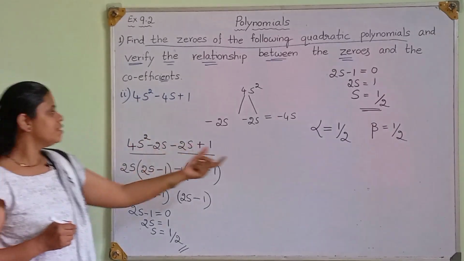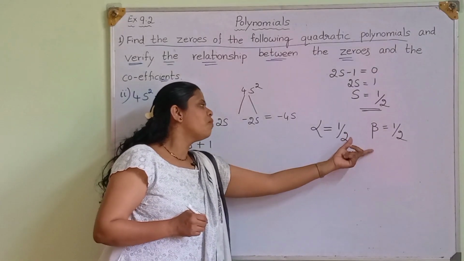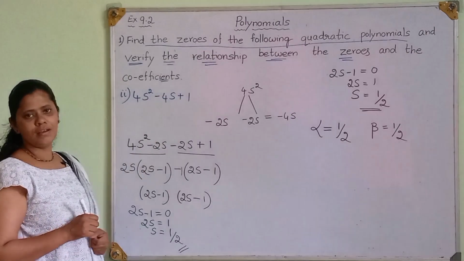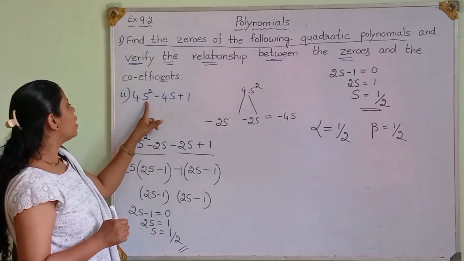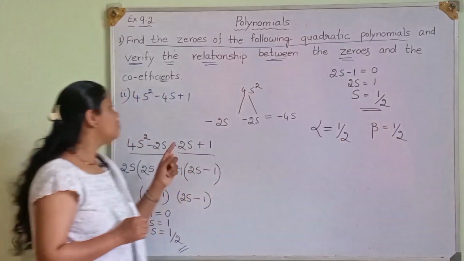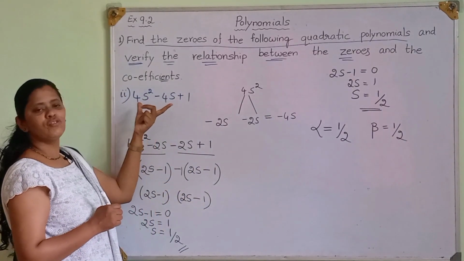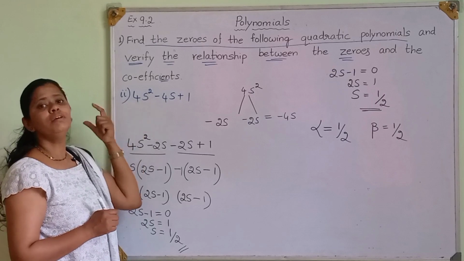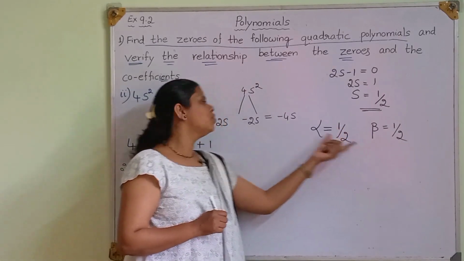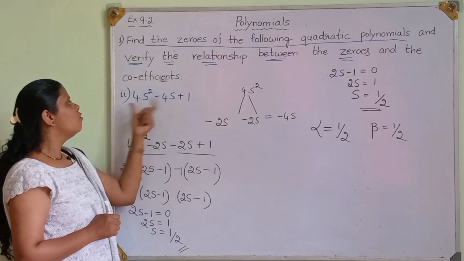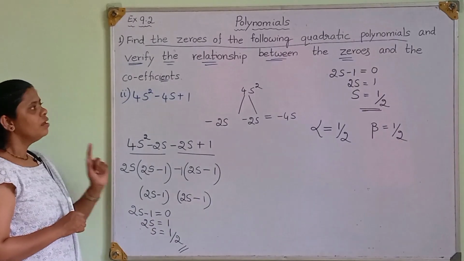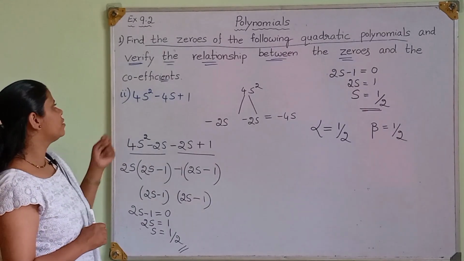Why do we say these are the zeros of the polynomial of the quadratic equation 4s square minus 4s plus 1? Because in the place of s, if we substitute these values, we will get this equation as 0. It will become 0. Therefore, these are the zeros of the polynomial of the quadratic equation 4s square minus 4s plus 1. Okay. Now let us solve the second part of the question.